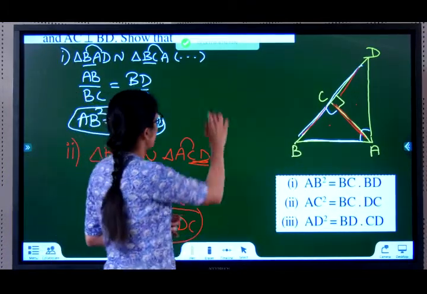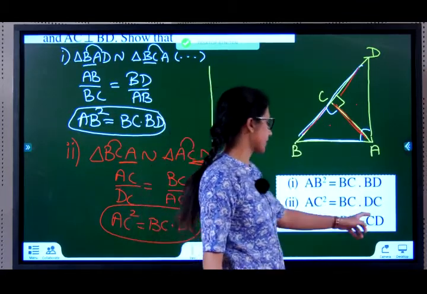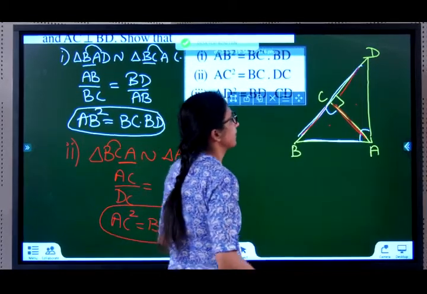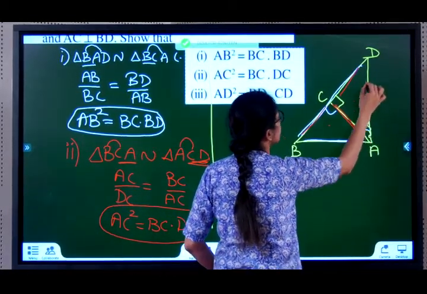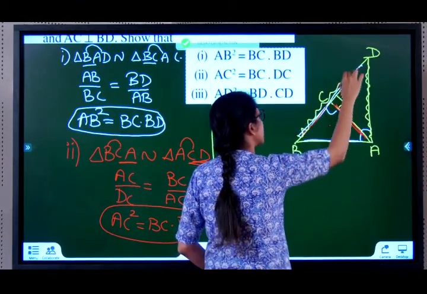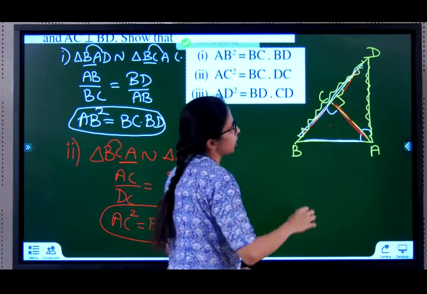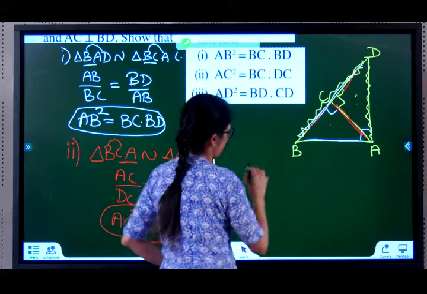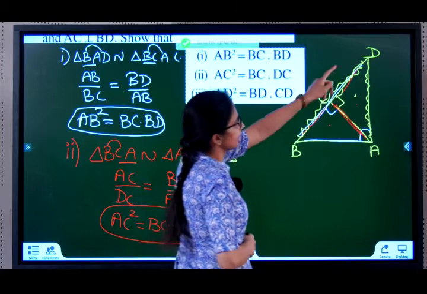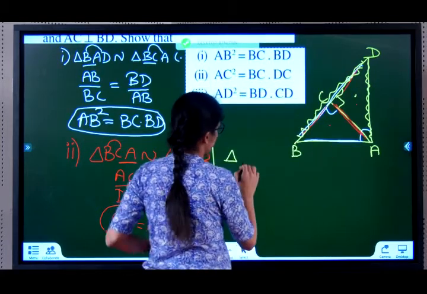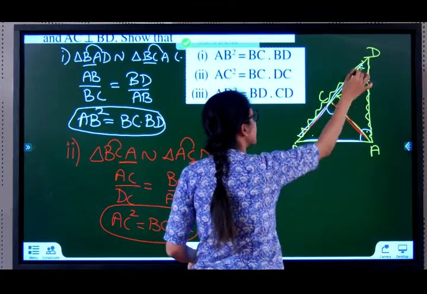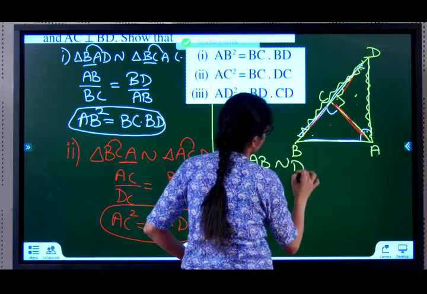Which now brings us to the last part. AD square is equal to BD into CD. AD square is equal to BD, the whole thing, and CD, this part. So it's the small triangle to the big triangle. Start from the common angle D. D common 90, nothing. DAB is similar to DCA.